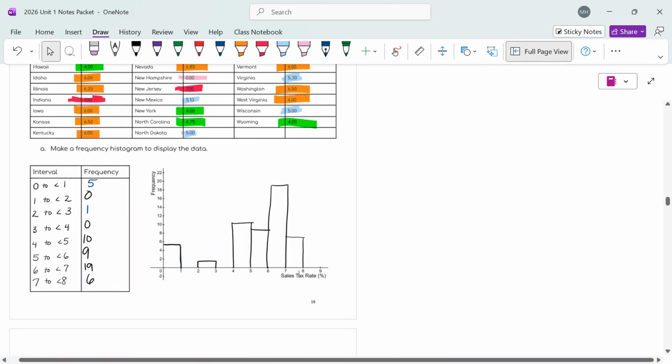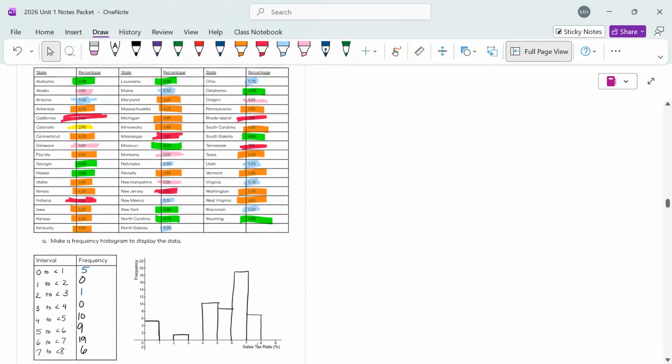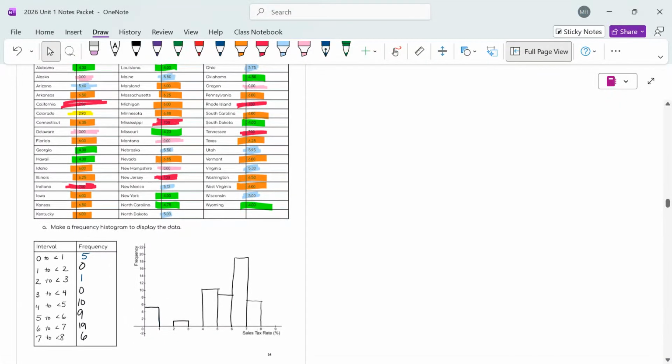So now I've gone through and I've calculated which sales tax percentages fit in which category. Here's my frequencies that I counted up. Here's my sales tax rates distributed in a histogram. So now I can see, oh, okay, there's a lot of states who have sales tax rates between 4 and 8%. Not very many have less than 3%. So we can use histograms to help justify our claims.